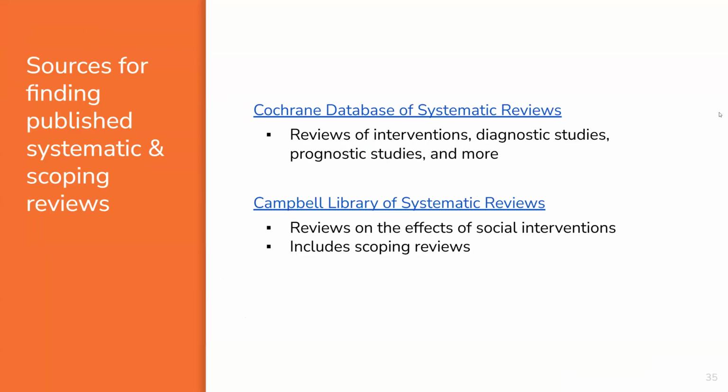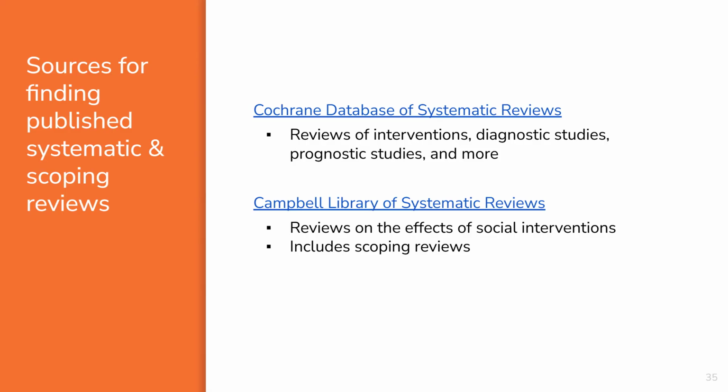First, you can search two different systematic and scoping review databases. The first one is called Cochrane Database of Systematic Reviews. This one is considered the gold standard of published systematic reviews. You can start your search by browsing through Cochrane's database. Keep in mind that it is only a database of systematic reviews and not scoping reviews.